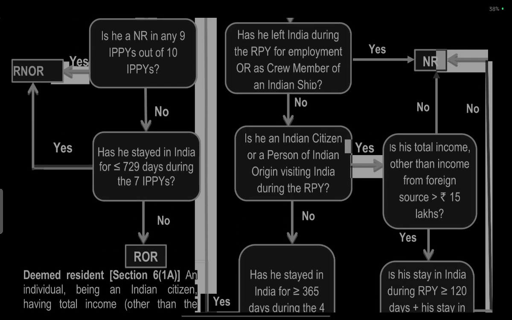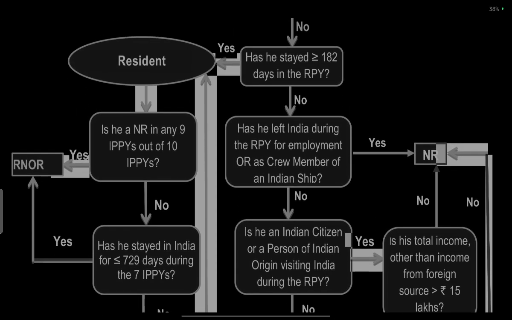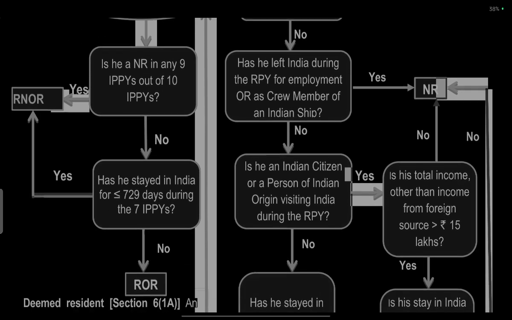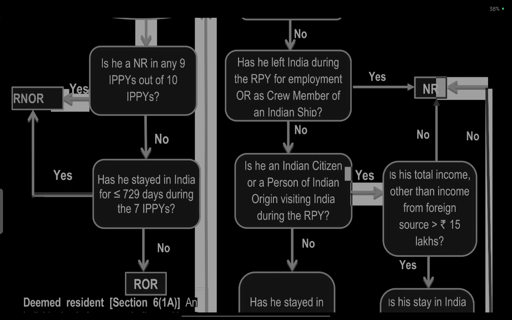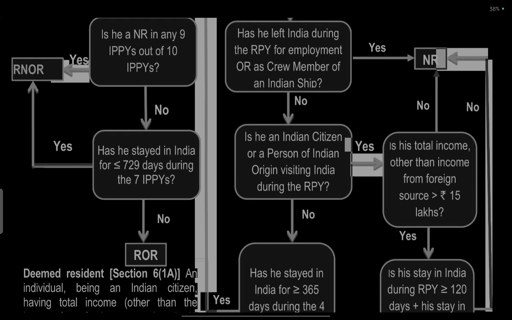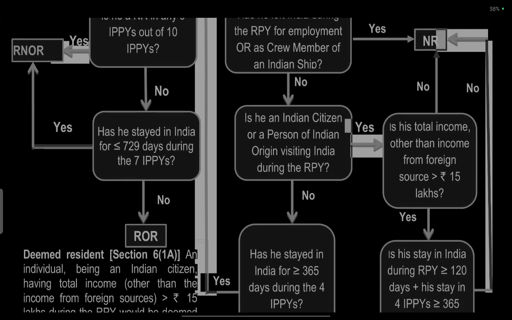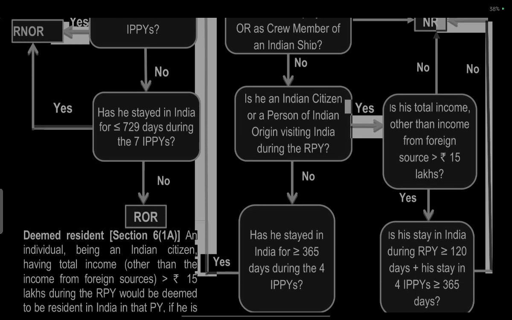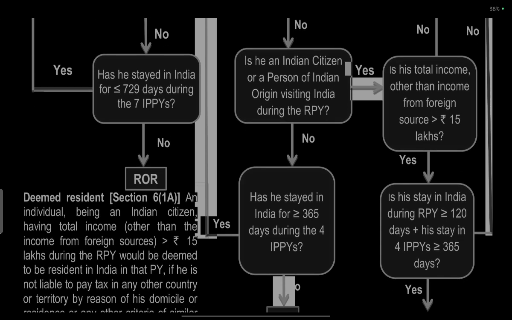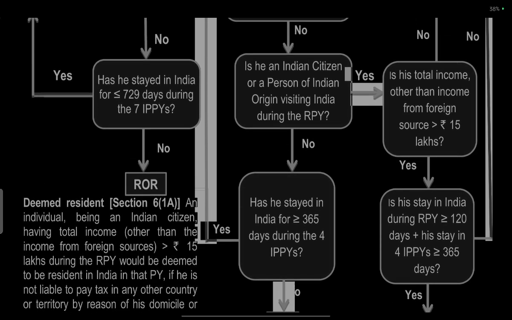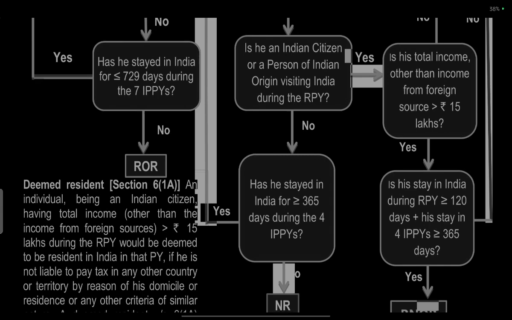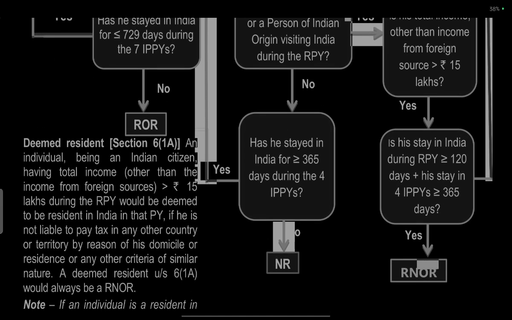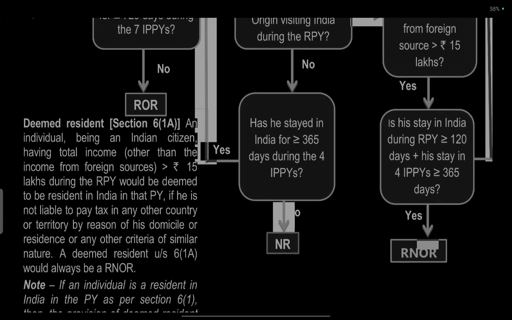In the case of stay of more than 182 days, if he left India during the relevant previous year for employment or as a crew member of an Indian ship, then non-resident. If he is an Indian citizen or a person of Indian origin visiting India in the relevant previous year, and total income is more than 15 lakhs: if he stayed in India 120 days or more, with 365 days in the preceding 4 years, then resident, otherwise non-resident.